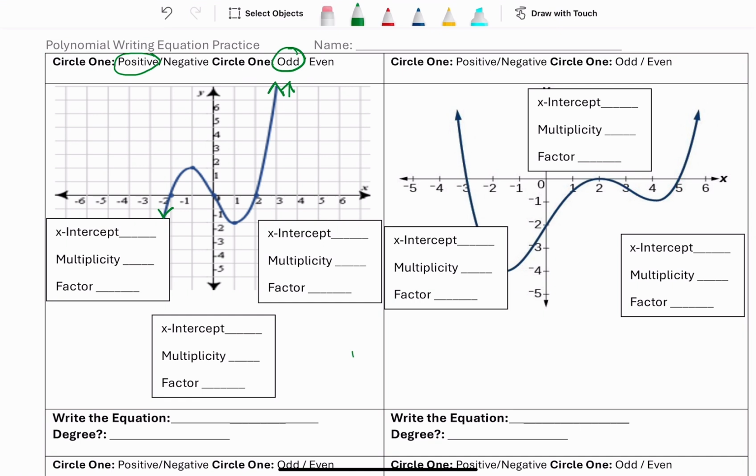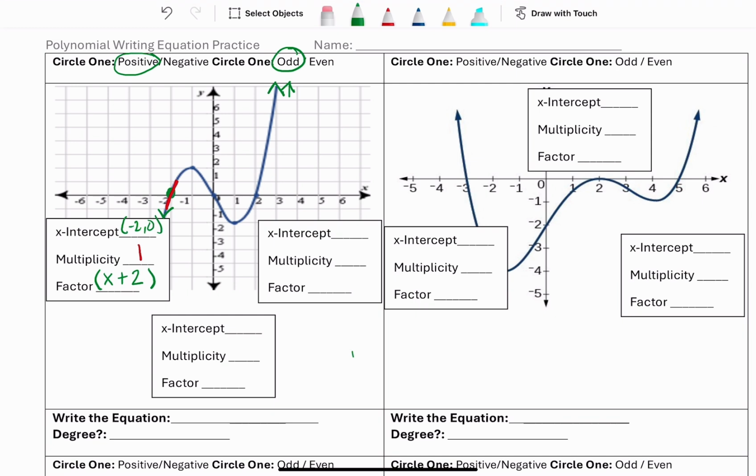If I look at my very first one, I have an x-intercept at -2, 0. How do I know what the multiplicity is? Well, when your x-intercept is going through the x-axis, making a straight line, it has a multiplicity of 1. Now I can make a factor from that x-intercept. Remember, when it goes back into the parentheses, I do the opposite sign, so I have x plus 2. Since it has a multiplicity of 1, I have an exponent of 1, and we'll leave that as imaginary.